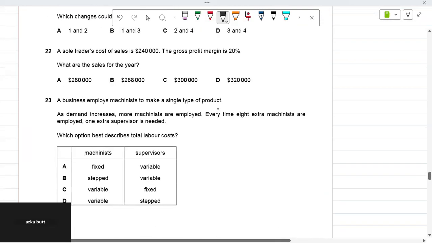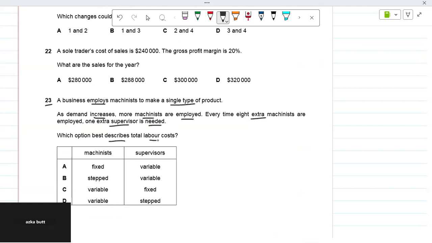Okay. Now let's see the next question, number 23. In question number 23, a business employs machinists to make a single type of product. As demand increases, more machinists are employed. Every time 8 extra machinists are employed, 1 extra supervisor is needed. So which option best describes the total labor cost?